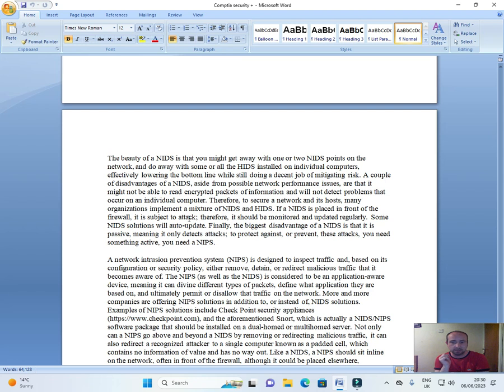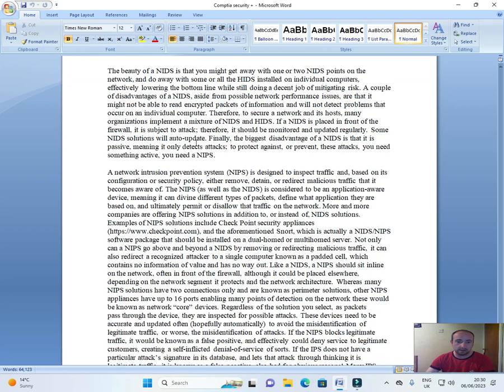If a NIDS is placed in front of the firewall, it is subject to attack. Therefore, it should be monitored and updated regularly. Some NIDS solutions will auto update. Finally, the biggest disadvantage of a NIDS is that it is passive, meaning it only detects attacks. To protect against and prevent these attacks, you need something active. You need a NIPS, a network intrusion prevention system.